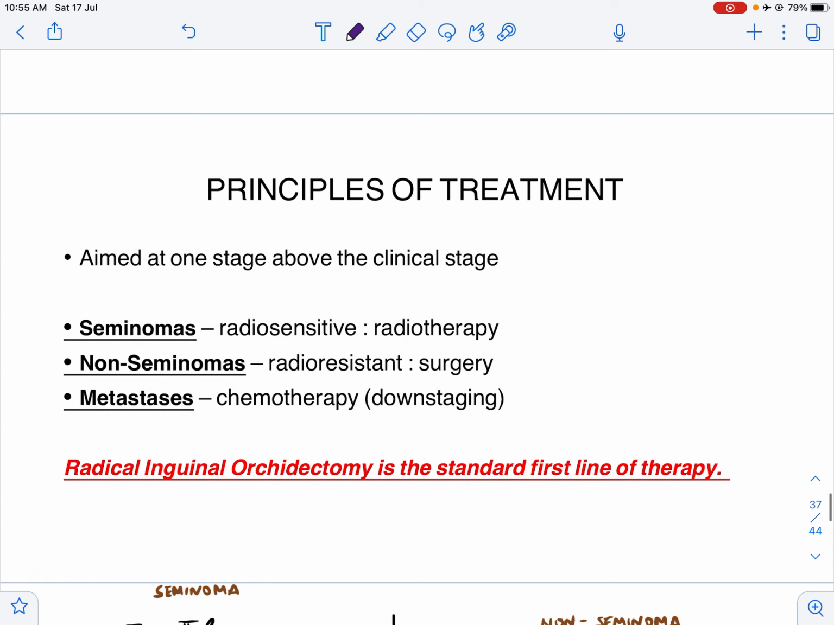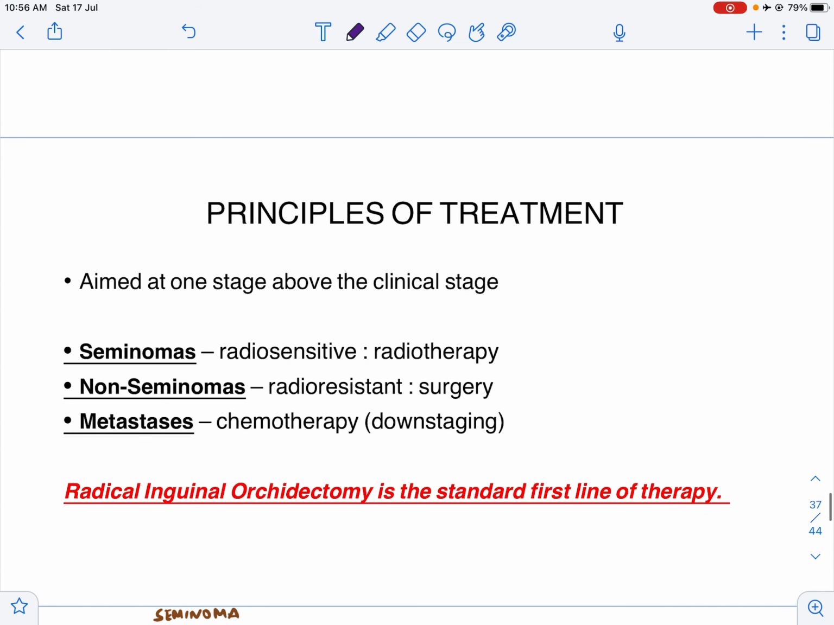Now, there are a few things which need to be kept in mind when considering the treatment of testicular tumors. Firstly, seminomas are radiosensitive. Therefore, for seminomas, you will give radiotherapy. Seminomas are also chemosensitive, so you will give them chemotherapy as well. The non-seminomas are radioresistant. They are not sensitive to radiotherapy. Therefore, for non-seminomas, you will use surgery. And for metastatic tumors, you will use chemotherapy. This chemotherapy used in metastasis is used for downstaging the tumor.